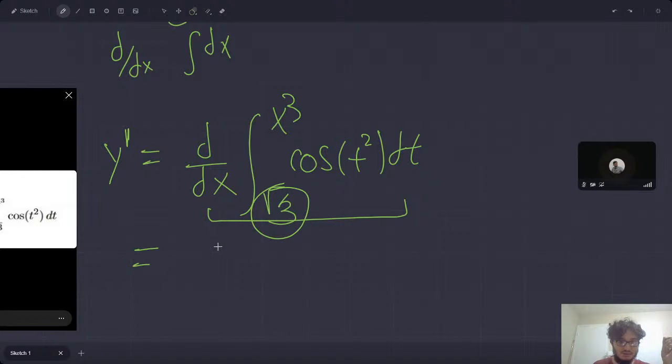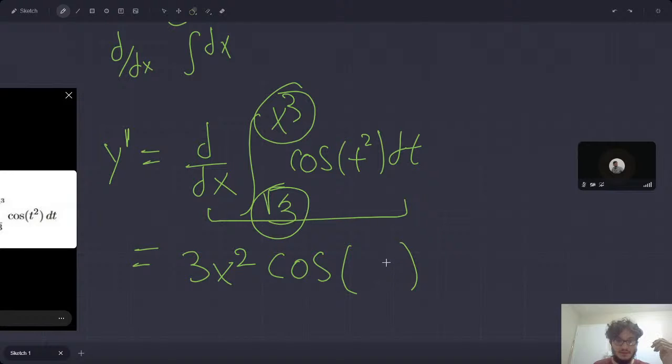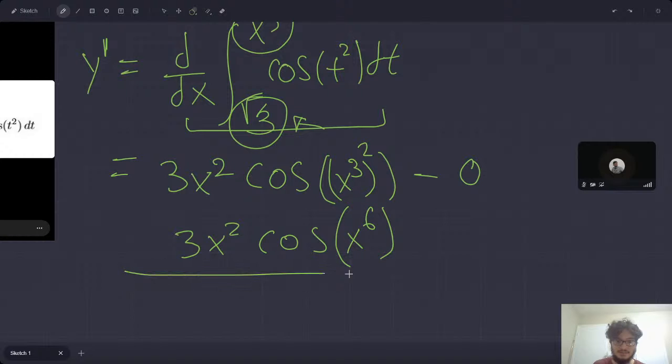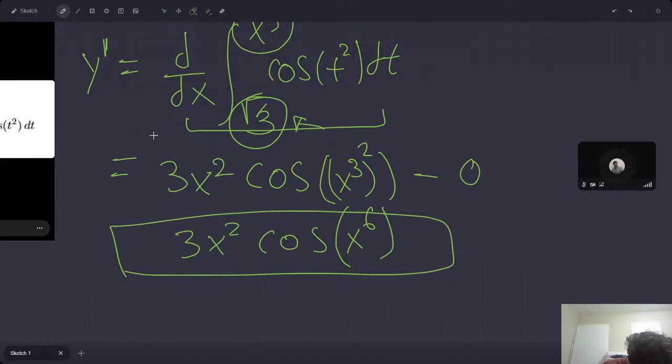So this is going to give you the derivative of the upper bound, which is 3x squared, times the original function, cosine of t squared. Substitute t with the upper bound, so it's x cubed squared, and then minus 0 because the derivative of a constant is 0. So the final answer for this is just going to be 3x squared cosine of x to the 6, because 3 times 2 is 6, and that will be the answer. So this will be the function. Okay, so somebody suggested something else.